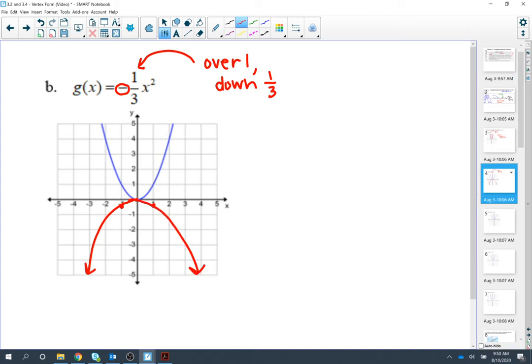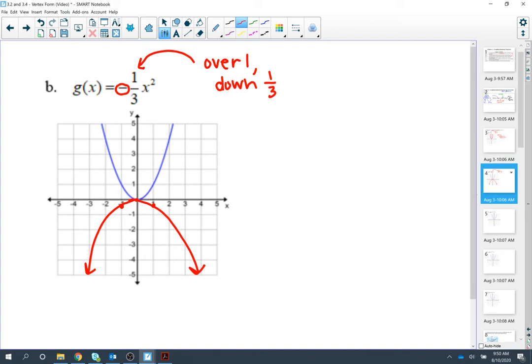And again, we're not being completely exact here. If you look at my parabola, it's even lopsided. I probably could have done a better job here, but I want to see your parabola opens upside down, and I want to see it being wider than the original parabola. That is what the negative 1/3 is going to do.